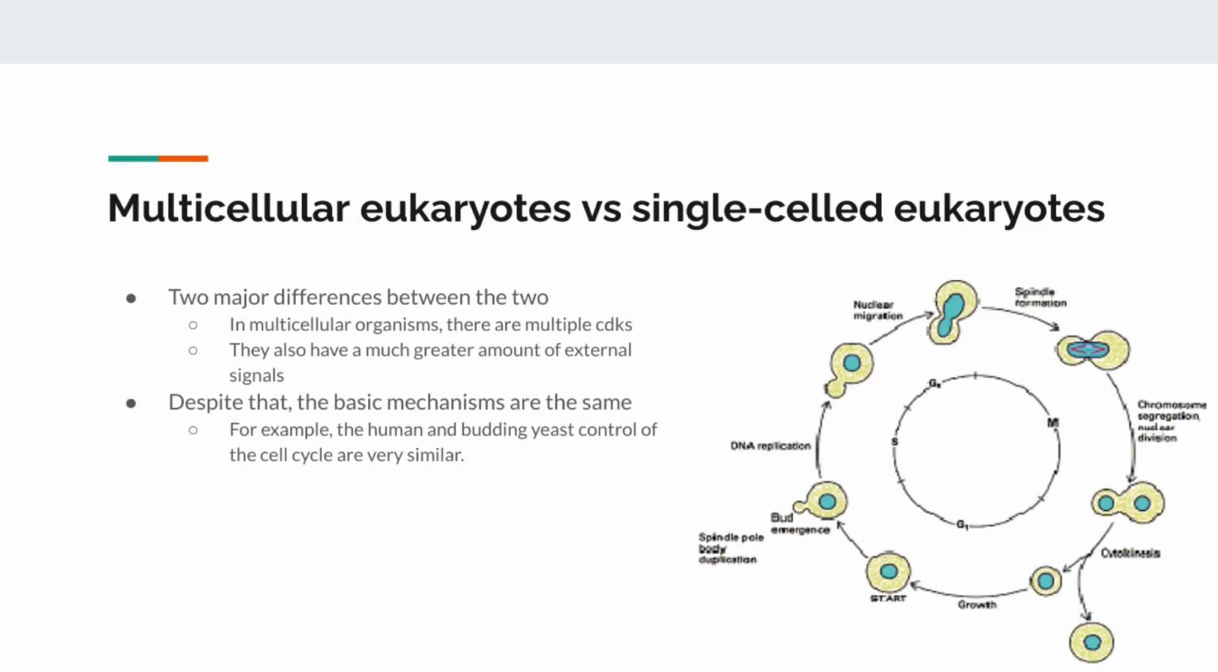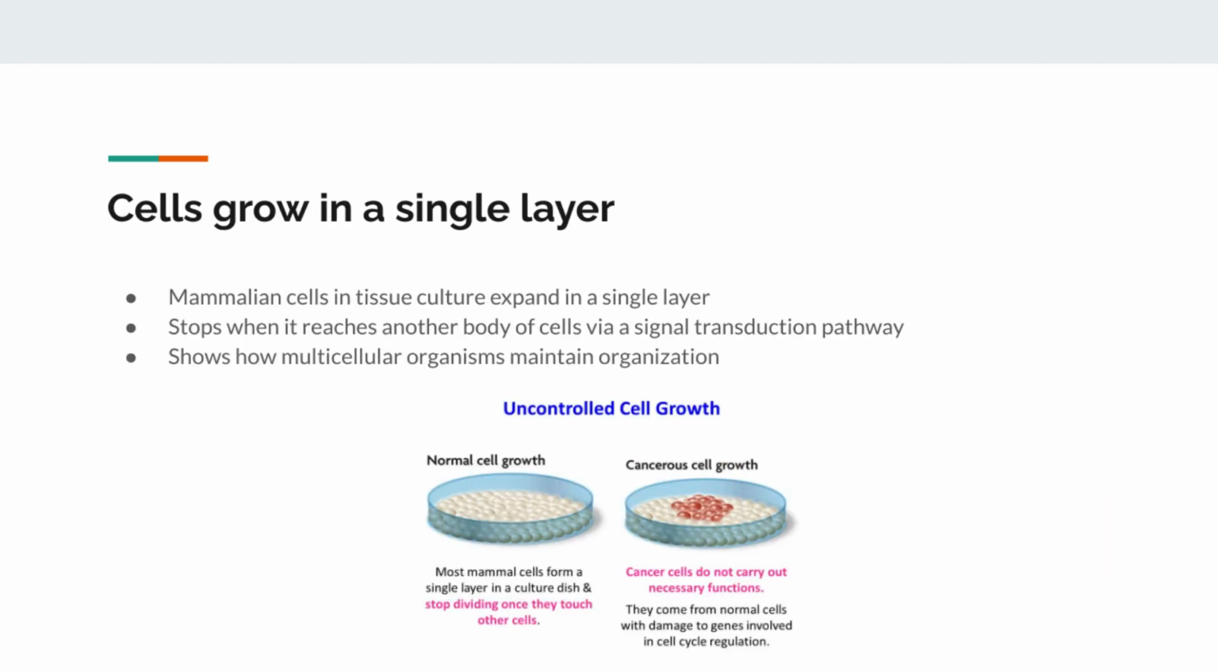There are two major differences between the multicellular eukaryotes and single-celled eukaryotes concerning the control of the cell cycle. In multicellular organisms, there are multiple CDKs as opposed to the single CDK in single-celled eukaryotes. Also, multicellular organisms have a much greater amount of external signals to respond to. But despite that, the basic mechanisms of both are the same. For example, the human and budding yeast control of the cell cycle are both very similar in the way they work. In multicellular organisms, organization is maintained by only having certain cells divide at certain times.